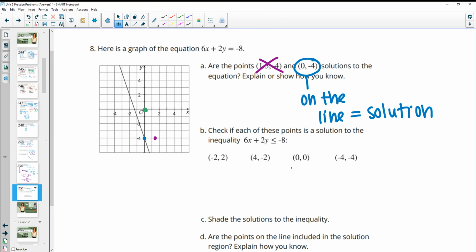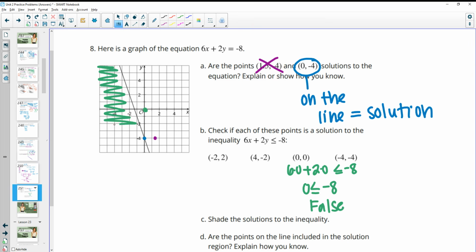So we're going to go 6 times 0 plus 2 times 0, is that less than or equal to -8? So is 0 less than or equal to -8? And that's false. 0 is bigger than -8. So 0, 0 is not part of my solution set. So that means the other portion of the boundary is my solution set. And what that does for me, number 1, is it tells me 0 isn't a solution.